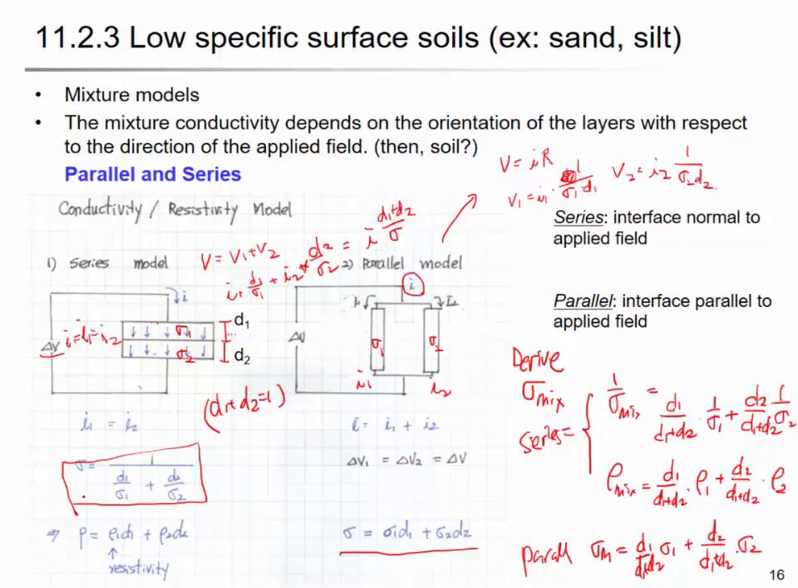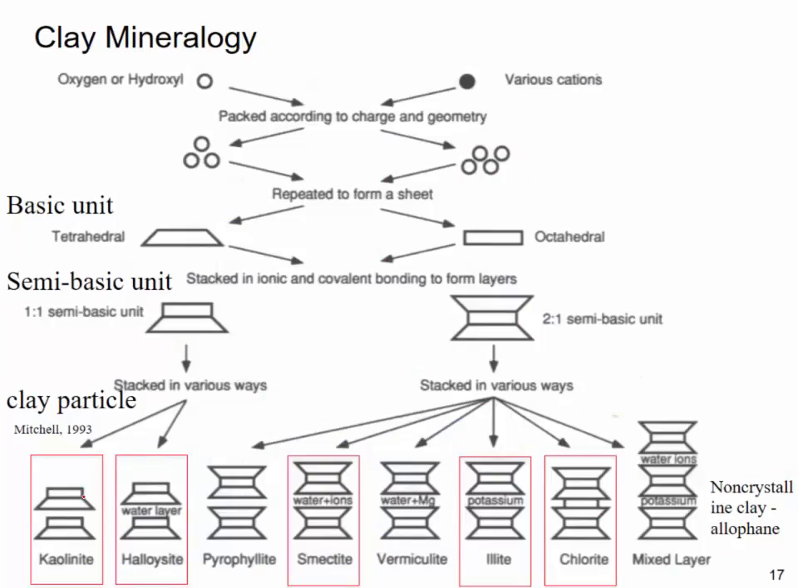And what about the high specific surface soil? Before we go into that, I would like to review some clay mineralogy. So I adopted some slides from soil mechanics here. Clay consists of the basic unit. So if it's a one-to-one mineral, it has a tetrahedral and the octahedral, right? And in the octahedral, you have various cations. It could be calcium or aluminum or magnesium, right?